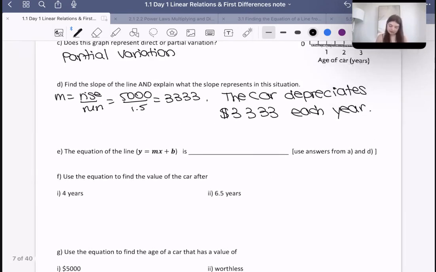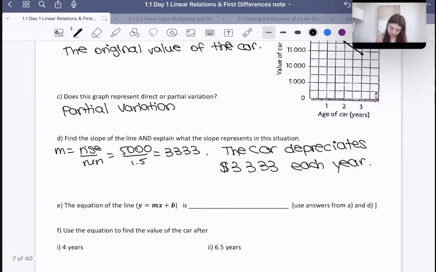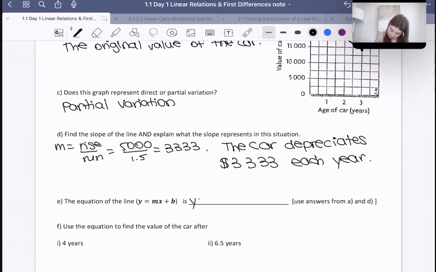Letter E says the equation of the line is y equals mx plus b. So what's our equation? Well, we know that our b value is 25,000, and we know our m value is 3,333. So therefore, our equation is going to be 3,333 times x, the number of years we had the car for, plus 25,000. Oh, and I should mention this is negative. Actually, I should have put that up here as well because it's not increasing, it's decreasing. It depreciates $3,333 each year.